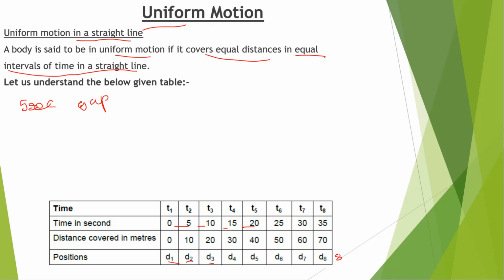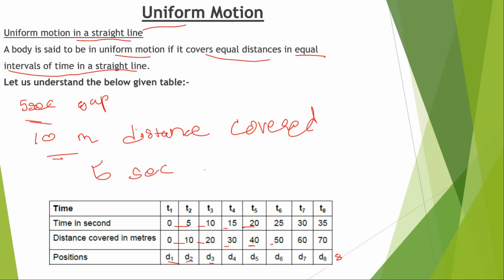But no, we have to even see the distance. Here it is 10 meters, 10 meters, 10 meters, 10 meters, and so on. So 10 meters is the distance covered, and it is common, and 5 seconds is common. So we can derive that in each 5 seconds, 10 meters is being covered. So this is uniform motion because it covers equal distance, that is 10 meters, in equal intervals, that is 5 seconds.